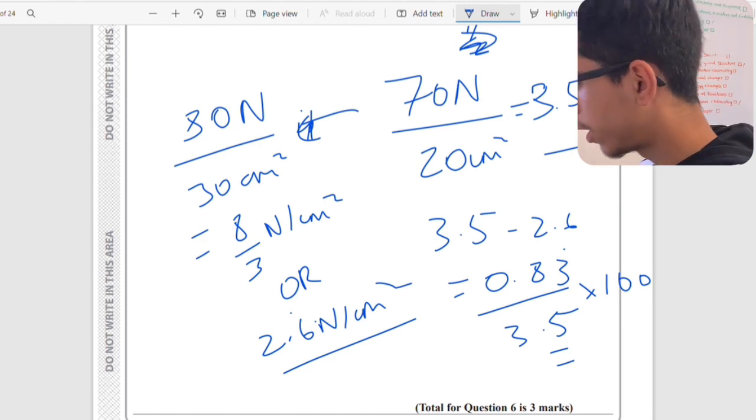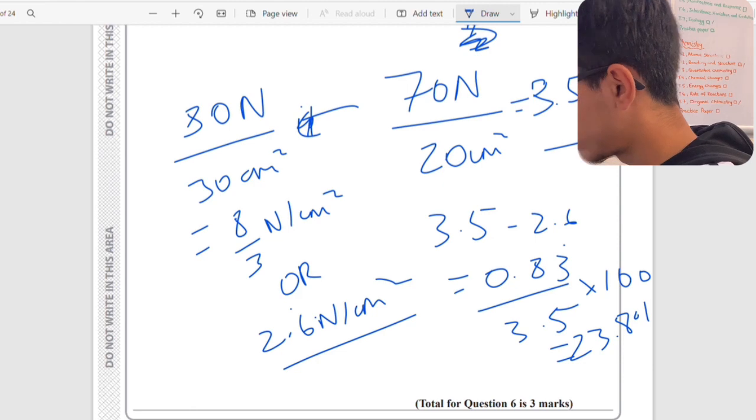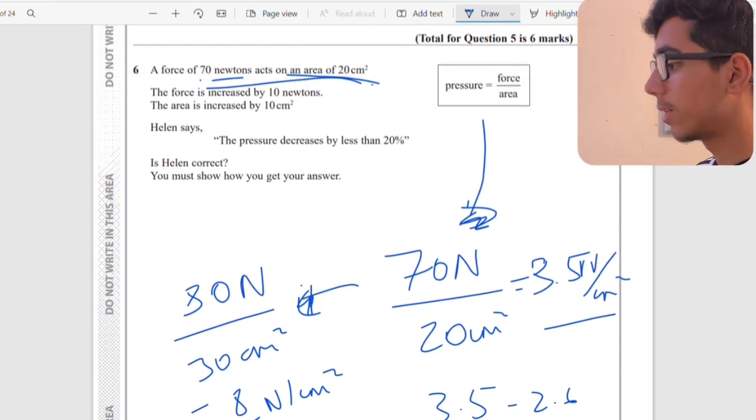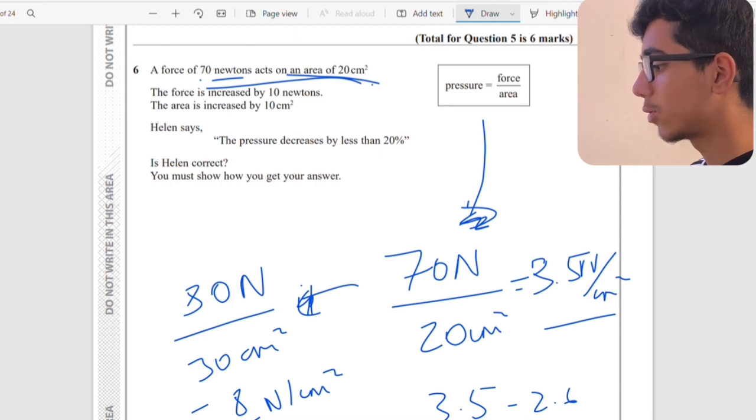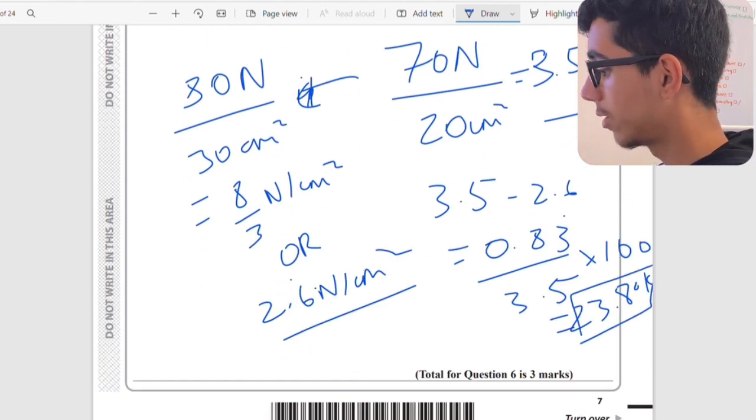So the percentage change, it decreased by 23.8%. So okay, Helen said it decreases by less than 20%. Well, it decreases by 23.8%. So no.